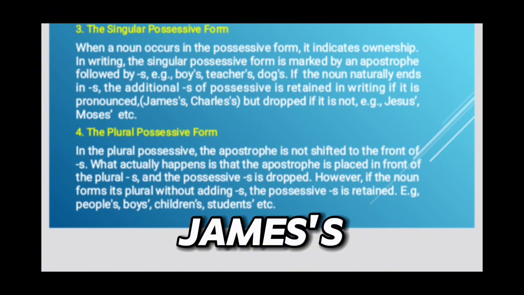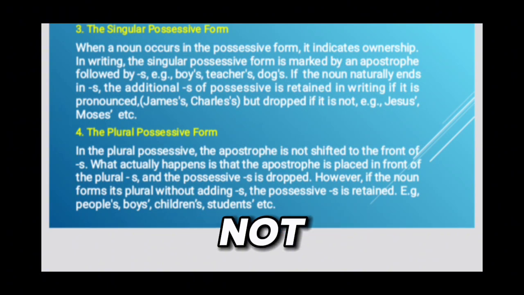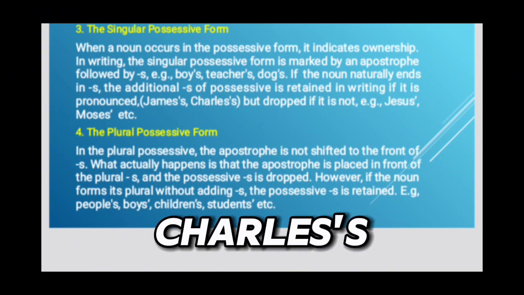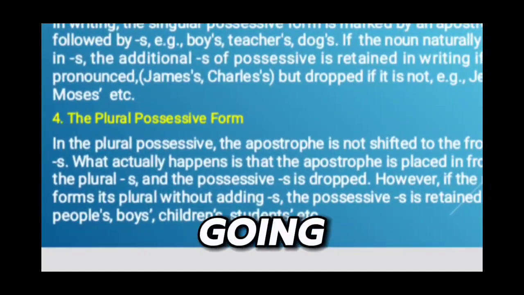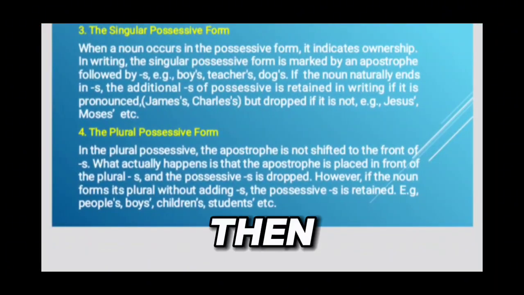Then James's house, not James' house. Charles's house, not Charles' house. That's where some students make mistakes. In these, you are not going to drop the s. The ones you are going to drop are the ones where you do not pronounce the s after the apostrophe.